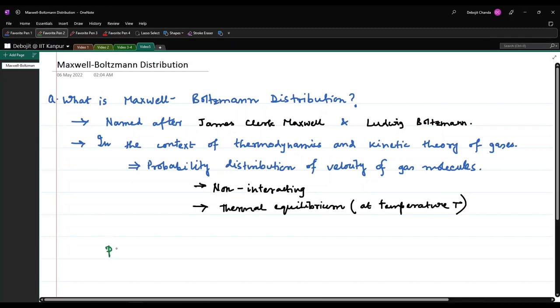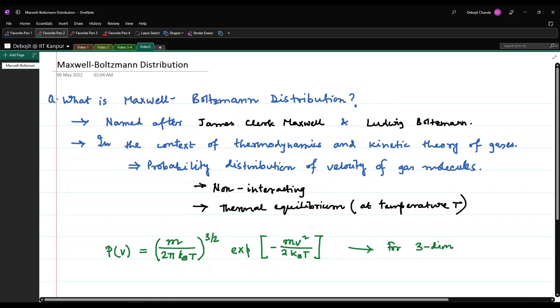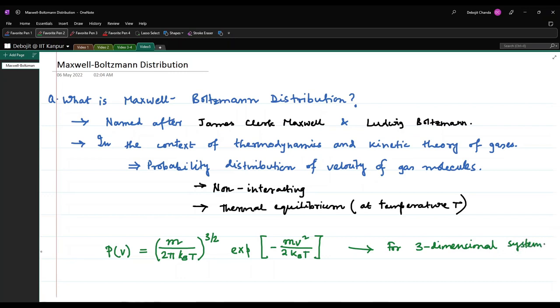So P(v) is (m over 2 pi kBT) whole to the power 3/2 times exponential of minus mv square over 2 kBT, and this is for a 3-dimensional system.